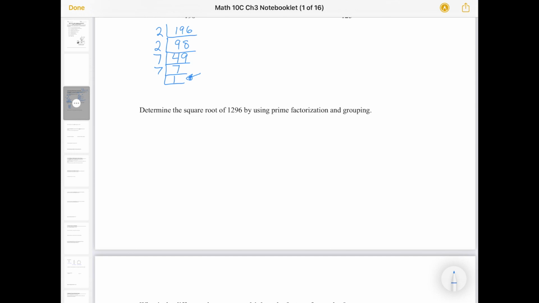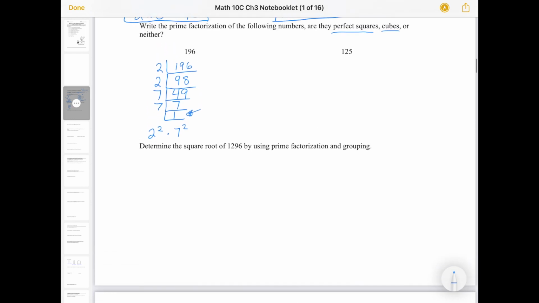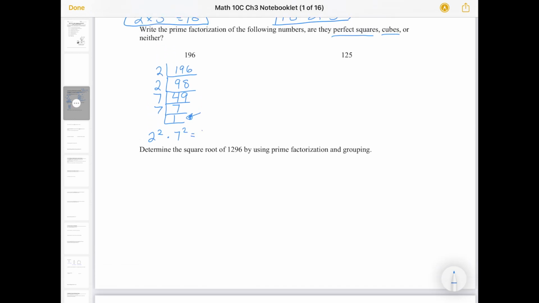So my prime factorization would be 2 squared times 7 squared. And that will equal 196. Now we can always check our work. Go ahead, put that into your calculator, and you should indeed get 196. So this is my prime factorization. But there is one other question. Is it a perfect square or a perfect cube?